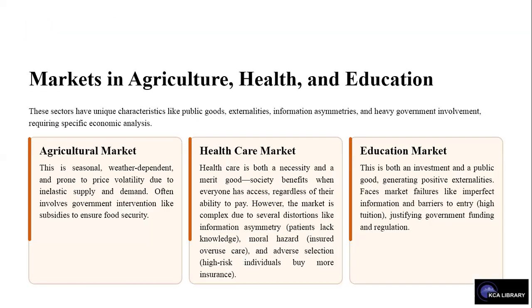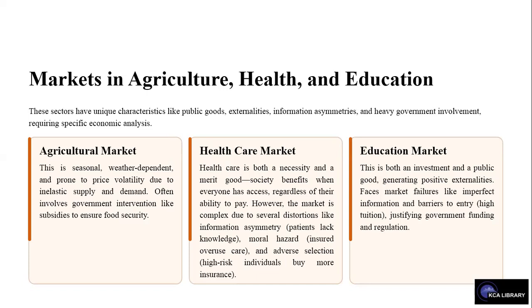And lastly, finance, which examines how emotion and psychological factors affect investors' decisions, explaining phenomena like stock market bubbles. For the markets in agriculture, health, and education, these sectors have unique characteristics like public goods, externalities, information asymmetries, and heavy government involvement, requiring specific economic analysis. Agricultural markets are seasonal, weather dependent, and prone to price volatility due to inelastic supply and demand, and often involve government intervention like subsidies to ensure food security.